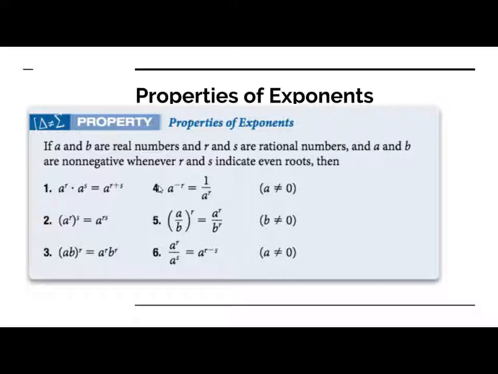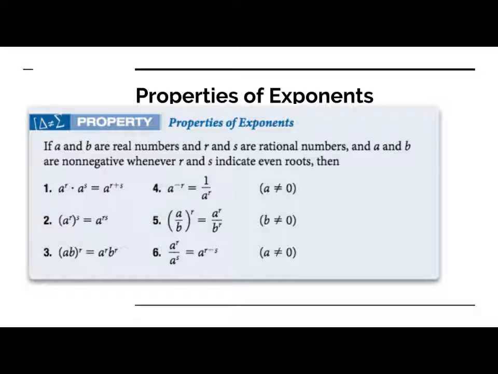And number 4 we talked about, where if it's a negative exponent, it becomes a fraction. So a to the negative r is the same as 1 over a to the positive r. And that's how we deal with those negative exponents. The two that we have not talked about are number 3 and number 5.